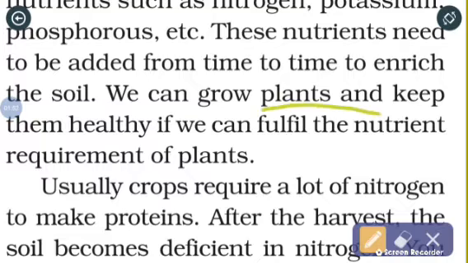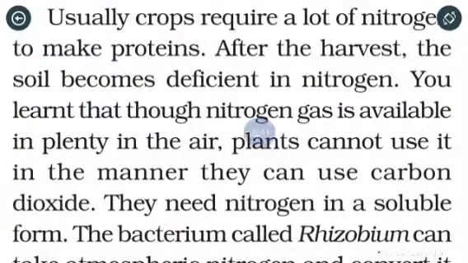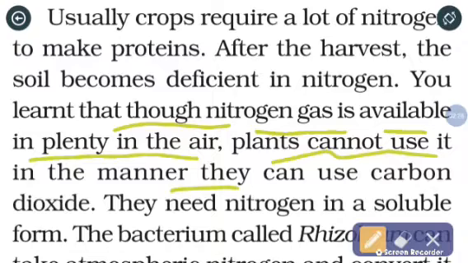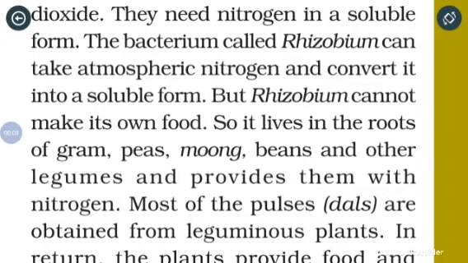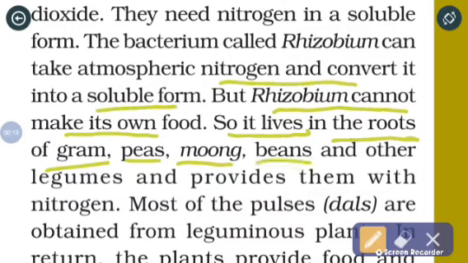We can grow plants and keep them healthy if we can fulfill the nutrient requirements of plants. Usually, crops require a lot of nitrogen to make protein. After the harvest, the soil becomes deficient in nitrogen. You learnt that though nitrogen gas is available in plenty in nature, plants cannot use it in the manner they can use carbon dioxide. They need nitrogen in a soluble form. So a bacterium called Rhizobium can take atmospheric nitrogen and convert it into a soluble form. But Rhizobium cannot make its own food, so it lives in the roots of gram, pea, moong, beans and other legumes and provides them with nitrogen.